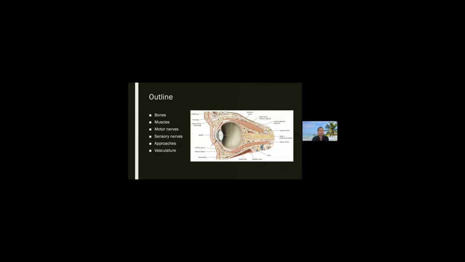So I thought we would review the bones, the muscle, the motor nerves, sensory nerves, the vasculature, and then different approaches to the orbit.